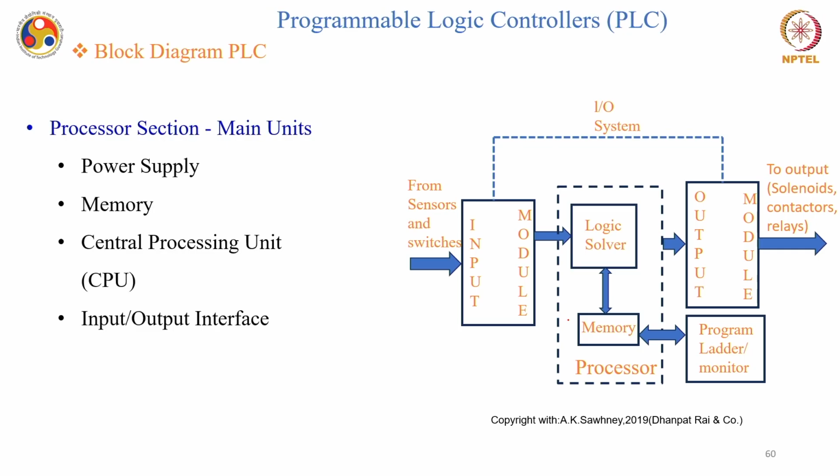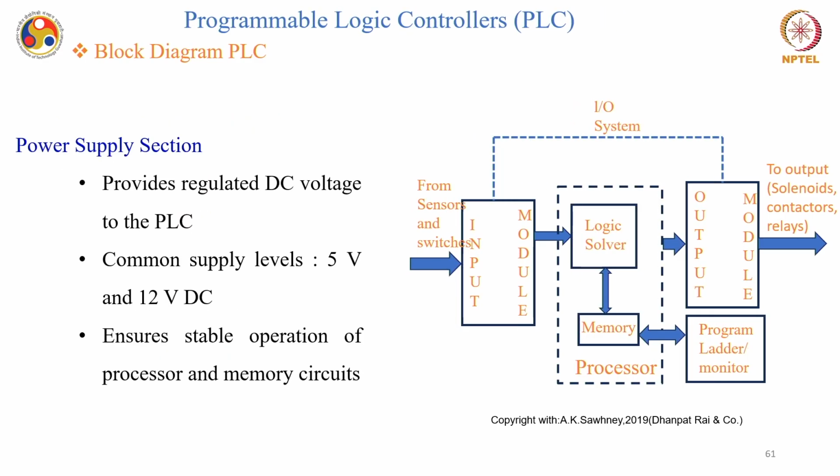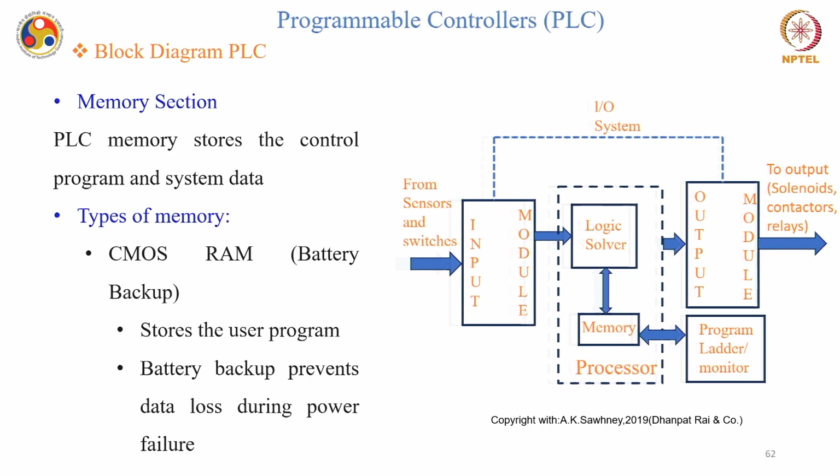So I can say that the processor section has these four important constituents. I have a power supply, a memory, then the central processing unit (CPU), and then input-output interfaces. The power supply section of this processor provides regular DC voltage to the PLC, and common supply levels for these kinds of devices are DC levels of the order of 5 to 12 volts. This ensures stable operation of the processor as well as the memory circuits.